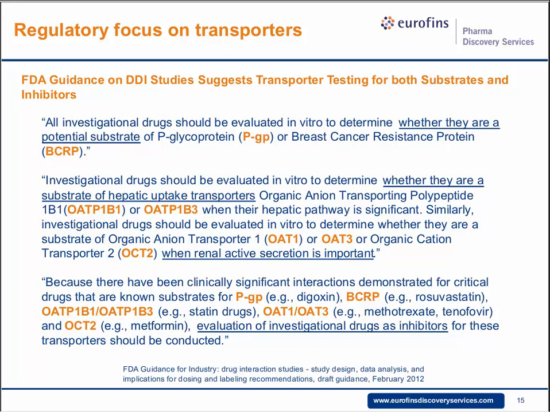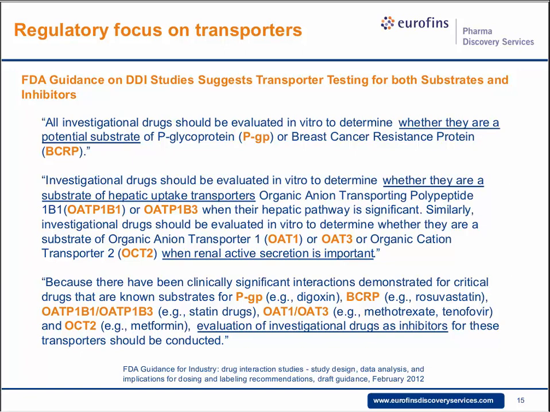The FDA does have recommendations for substrate assessment on some other transporters as well, but this is dependent upon the expected clearance pathway for the drug of interest. For drugs where hepatic clearance is expected to be significant, the FDA recommends the drug be assessed as a substrate of OATP1B1 and OATP1B3. For drugs where renal clearance is expected to be significant, the FDA recommends the new drug candidate be assessed as a substrate of OAT1, OAT3, and the organic cation transporter OCT2.